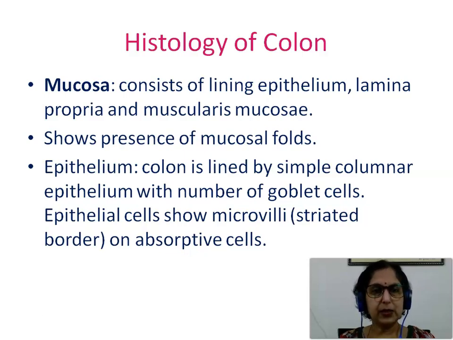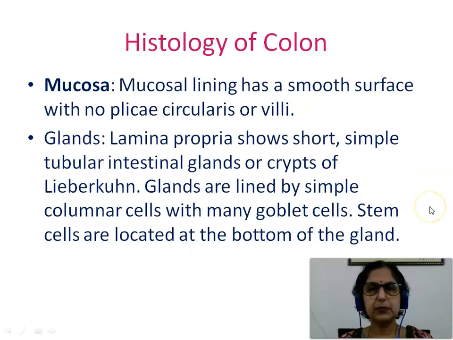Epithelium. Colon is lined by simple columnar epithelium with number of goblet cells. Epithelial cells show microvilli which give rise to the striated border on the absorptive cell. Mucosal lining has a smooth surface with no plica circularis or villi.